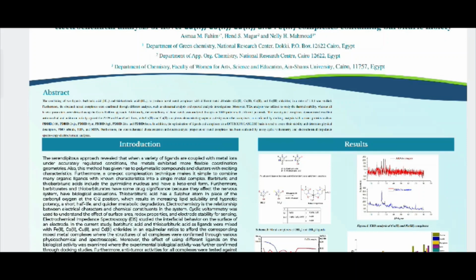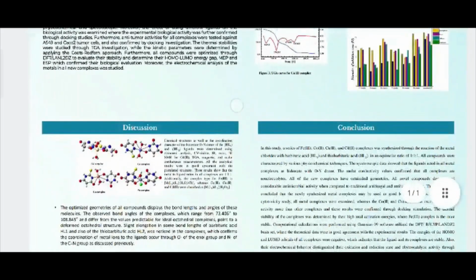The chemical structure, as well as the coordination character of the bidentate ON donor of the ligand, were determined. All the analytic results were in good agreement with the postulated structures. The observed bond angles of the complexes differ from that predicted for ideal octahedral complexes, pointing to a deformed octahedral geometry. A slight elongation in some bond lengths of the ligand was noticed in the complexes, which confirms the coordination of the metal to the ligand.